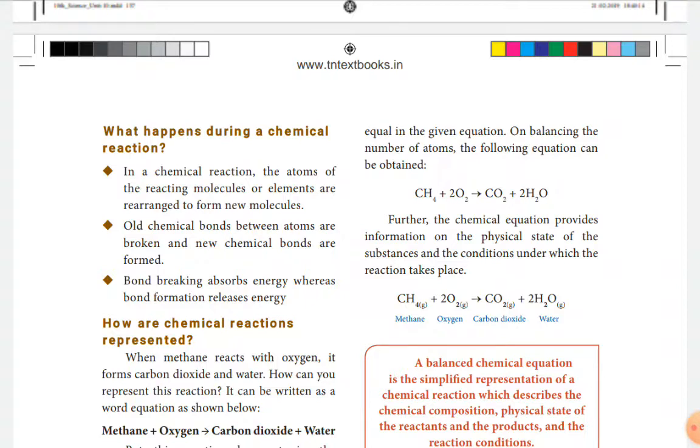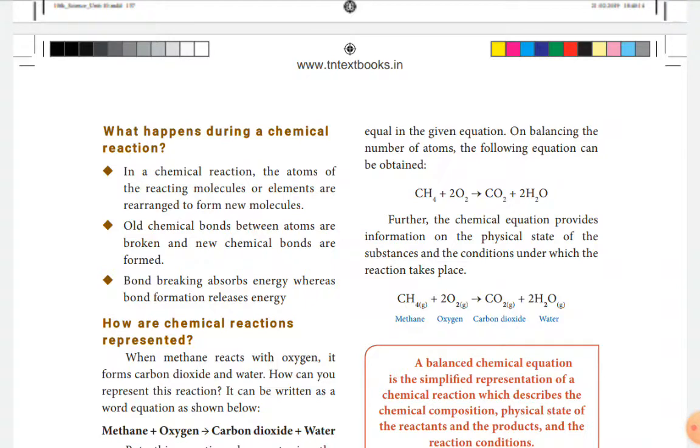And usually we write the chemical reaction using a word equation. This is the lengthiest way of writing chemical reactions. We have to use the names and write the reaction. That is called a word equation. But you are in 10th standard, so as you go higher and higher, you have to learn how to write the chemical reaction using symbols and formulas.